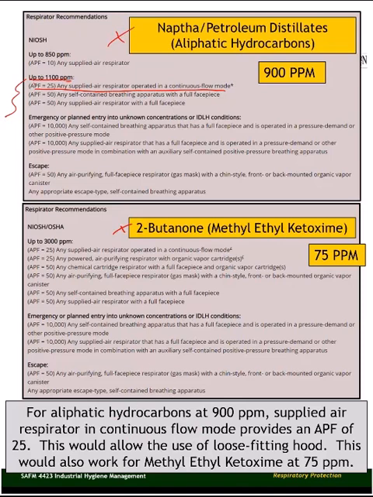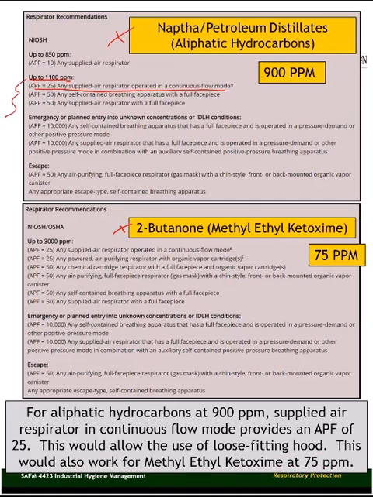For aliphatic hydrocarbons at 900 parts per million, supplied air respirator in continuous flow mode provides an APF of 25. This would allow the use of a loose-fitting hood. This would also work for methyl ethyl ketoxime at 75 parts per million.